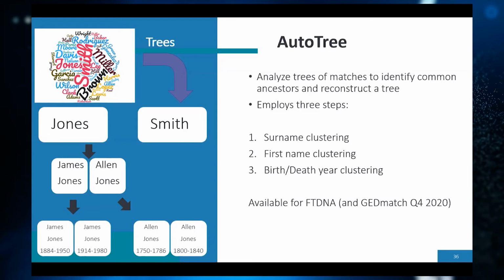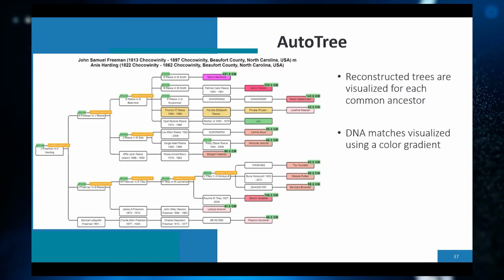So this is how it looks. This is actually a reconstructed tree. So in the top section, you see a title with the common ancestors in the title, which is then represented. You recognize the style. This is based on the WikiTree building tool. Do you recognize it?